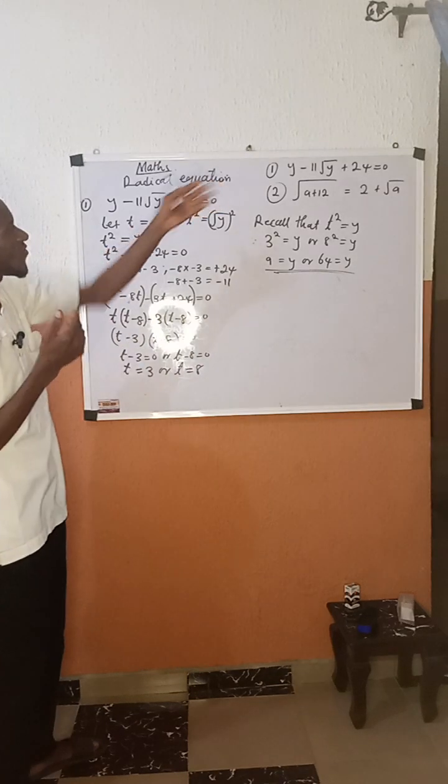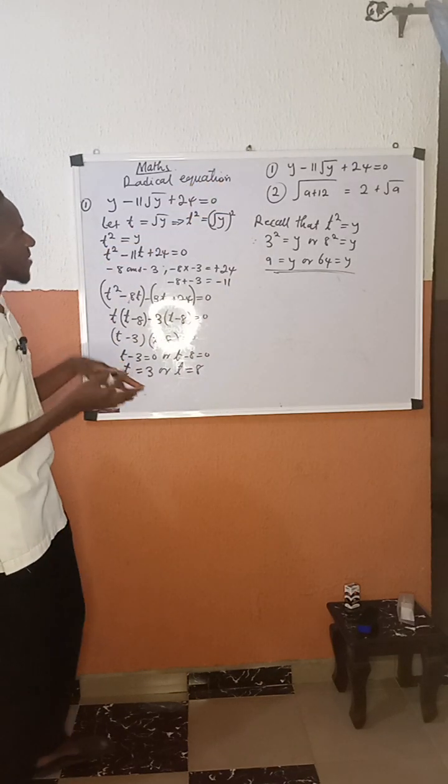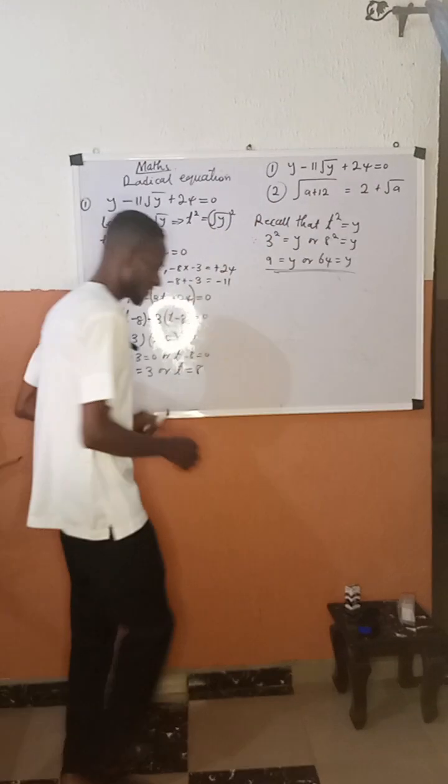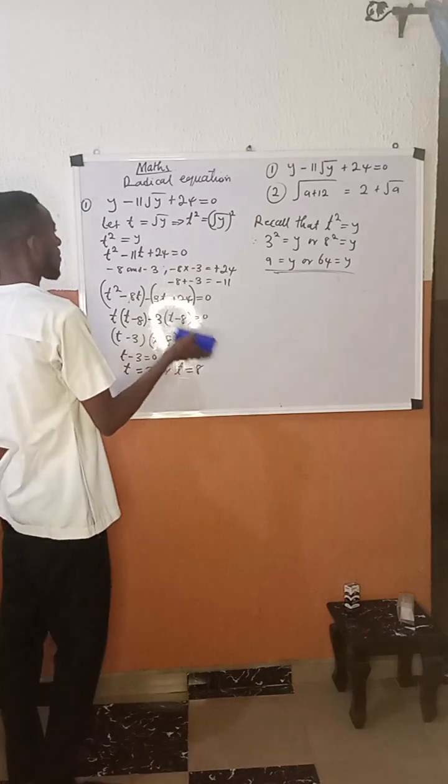So let us now go over to equation 2 and be able to find the value of the unknown letter A. That is. So permit me to wipe the board now.